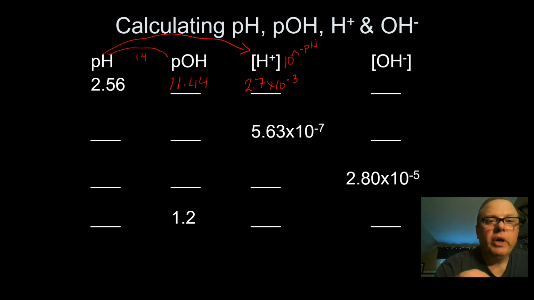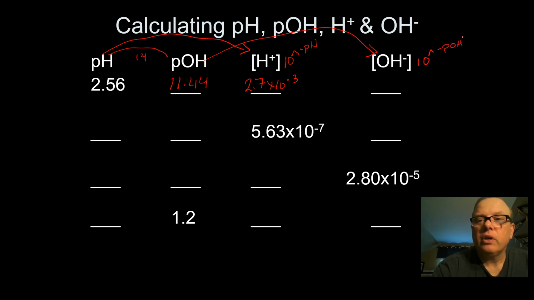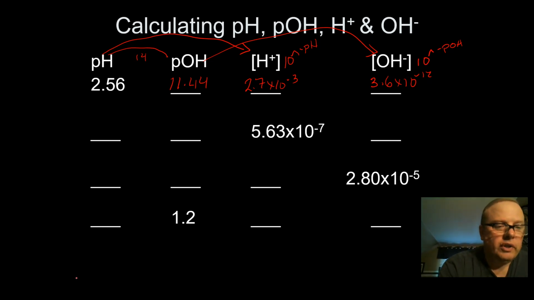Now the pOH, I'm going to take that backwards and find the hydroxide ion concentration from that. And that again will be the antilog of the negative pOH. And from that, I would get 3.6 times 10 to the negative 12. Okay. So let's see how this works. Let's give this another try here.